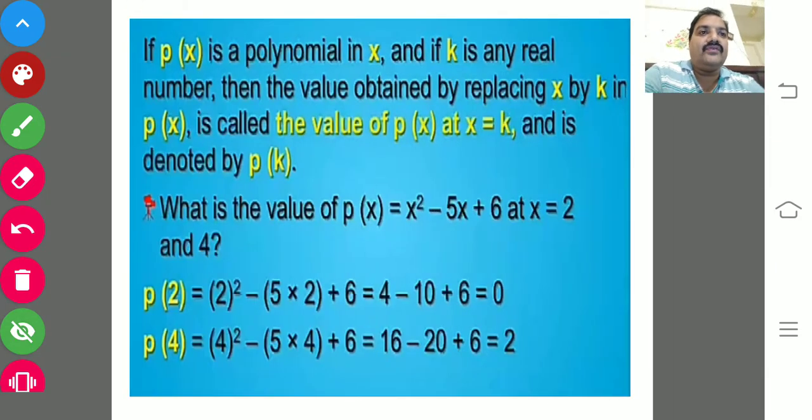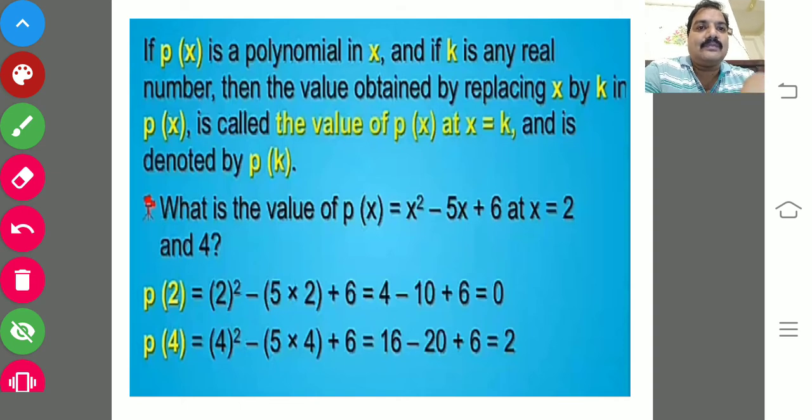In the definition, how will you say? If p of x is a polynomial in x and if k is any real number, then the value obtained by replacing x by k in p of x is called the value of p of x at x equal to k and is denoted by p of k. So if you read the definition, we won't get it directly. So I have given it with an illustration and some explanation. Automatically you can reach it directly.